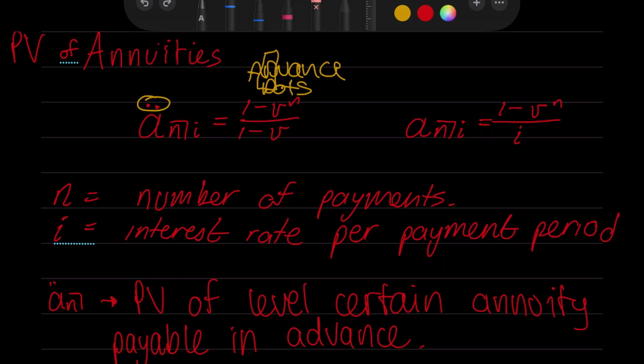So if we're receiving payments monthly, then this interest rate needs to be a monthly effective interest rate. If the N is yearly, it's going to be a yearly rate, and so on. So that's very, very important. Otherwise, it's not going to work. And then I'll get into the V just now. And yeah, both of them have the same N's and the same I's.